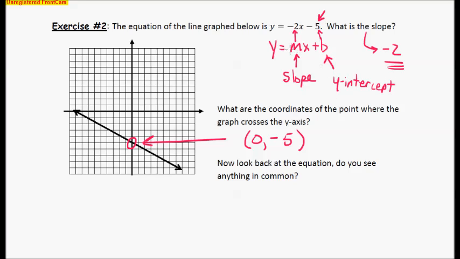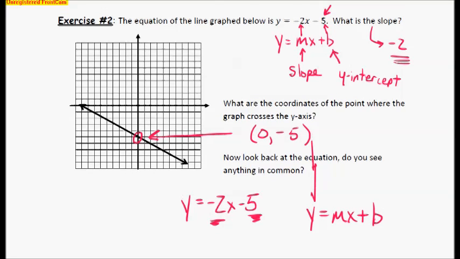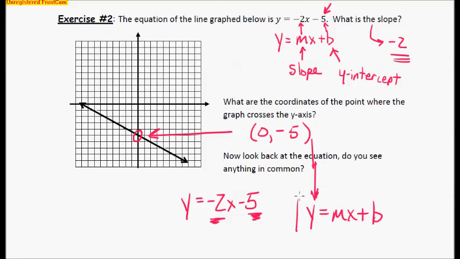So what we're saying is simply by seeing this equation, I'm going to write it again down here, you don't even have to see the graph. You know that the y-intercept is a negative 5, and you know that the slope is a negative 2. And the crux of it is you put it into the y equals mx plus b form, and as soon as it's in that form, then you can determine these two items.